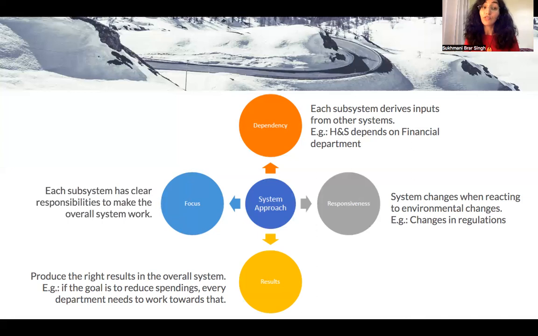The final component is focus. So each subsystem has clear responsibilities or boundaries to make the overall system work. So think of it like an essay. You have a thesis and you have your 3 points. Your 3 points have their own focus, right? But these 3 points help answer the thesis question, right? So they are working to solve the same problem, but they have their own distinct focus. Hopefully that helps clarify what it means by focus.